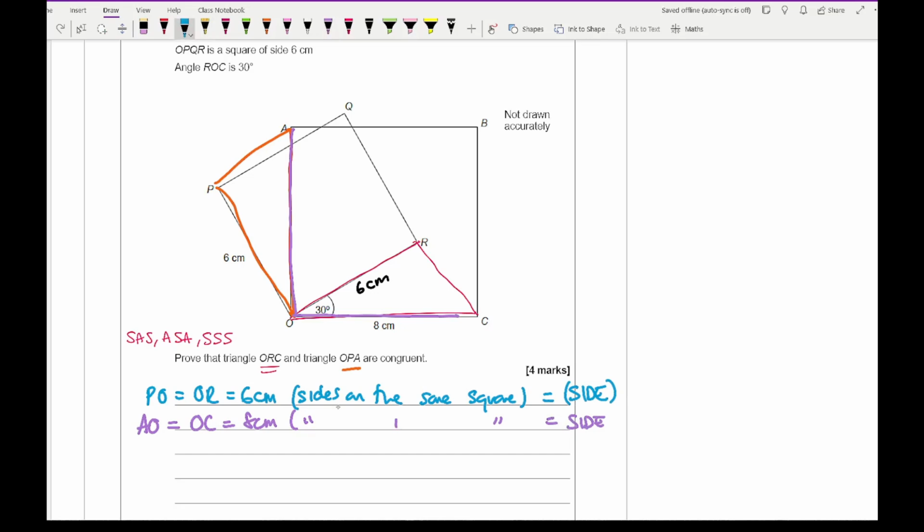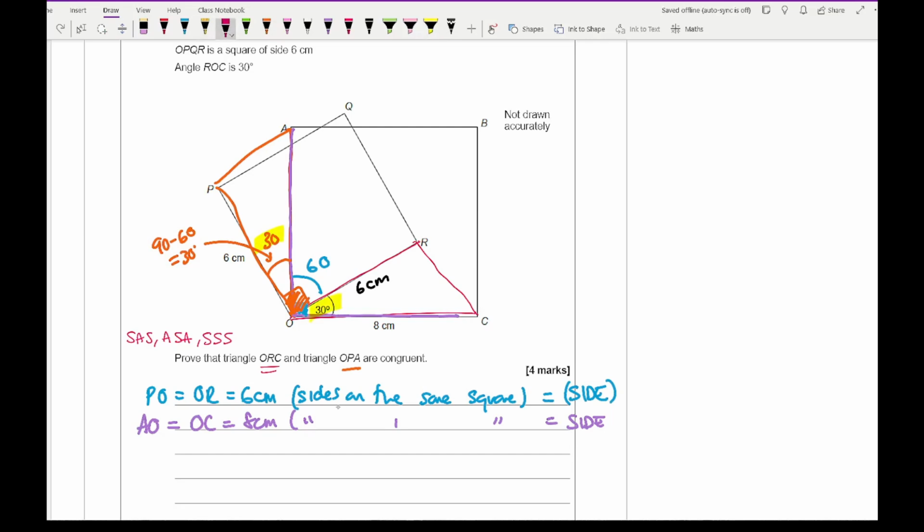Now if I look at this angle of AOC, I know that this angle here is 90 degrees, so I can then work out what this angle here is, which is 60 degrees. And then from this I can know that this angle here is also a right angle. So then to work out what this angle here is going to be, I do 90 take away 60, which is 30 degrees.